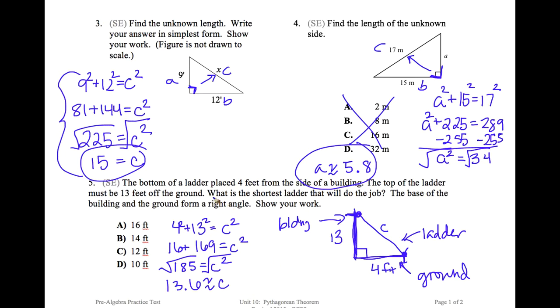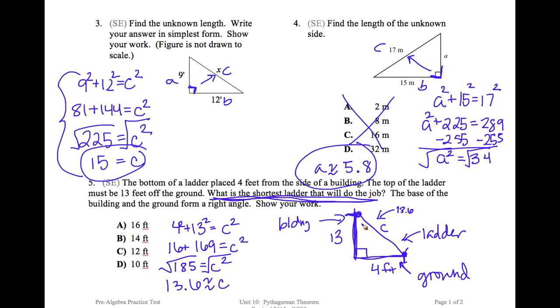Now, remember our question here. What is the shortest ladder that will do the job? Now, imagine this for a second. This ladder right here, if it has to be exactly 13 feet, the ladder would be 13.6 feet. Problem is you can't buy a ladder that way. It's either going to be a 13-foot ladder or a 14-foot ladder.